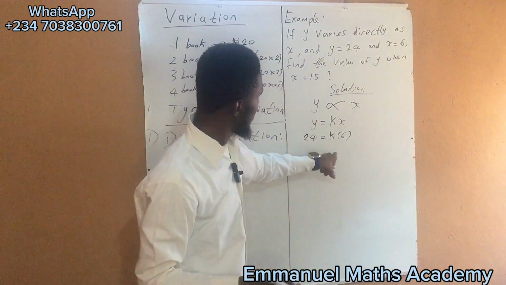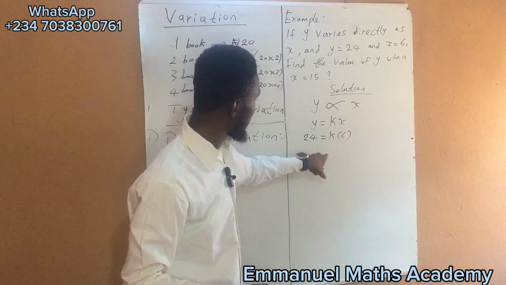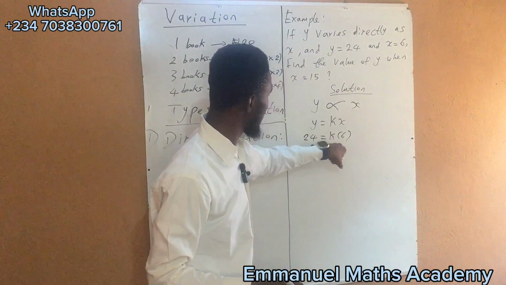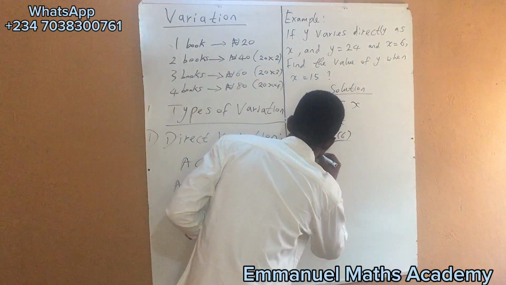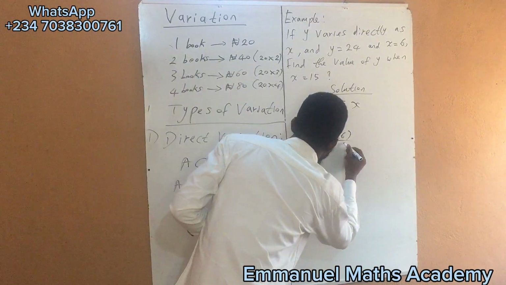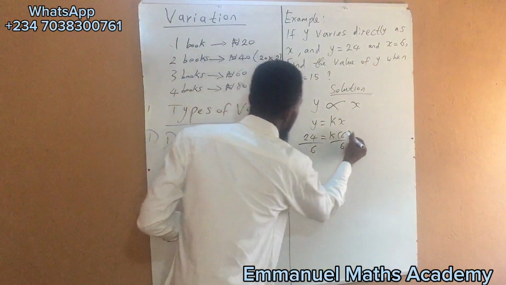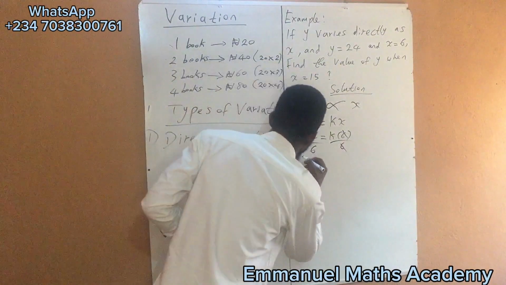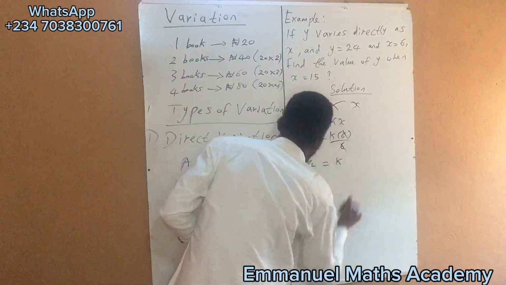To get your K, you make K the subject of the formula, which means dividing both sides by the coefficient of K. What's the coefficient of K? 6. So 6 goes here, 6 goes here. You cancel the 6 and get 1. 24 divided by 6 will give you 4. Then our K is equal to 4.